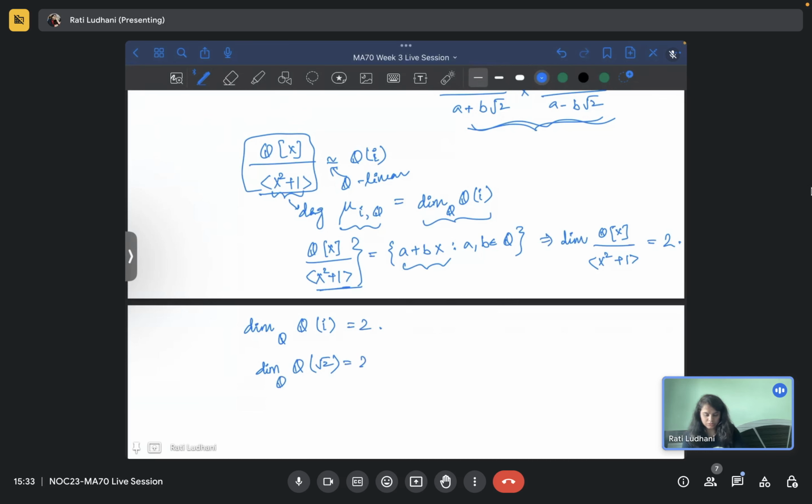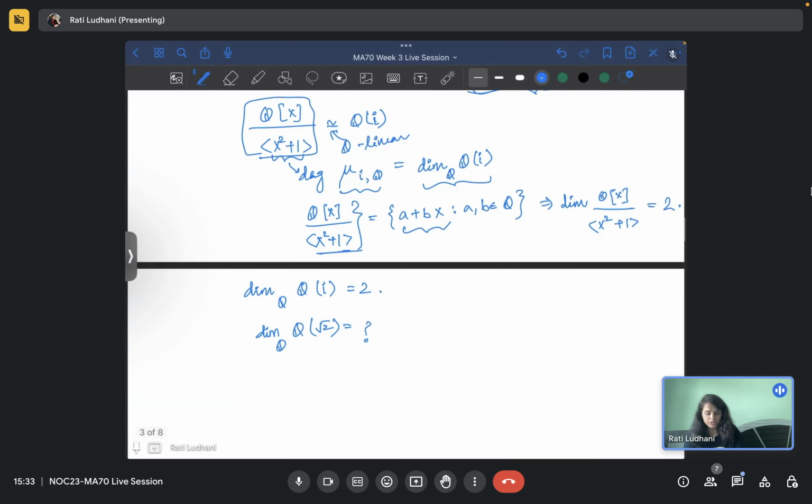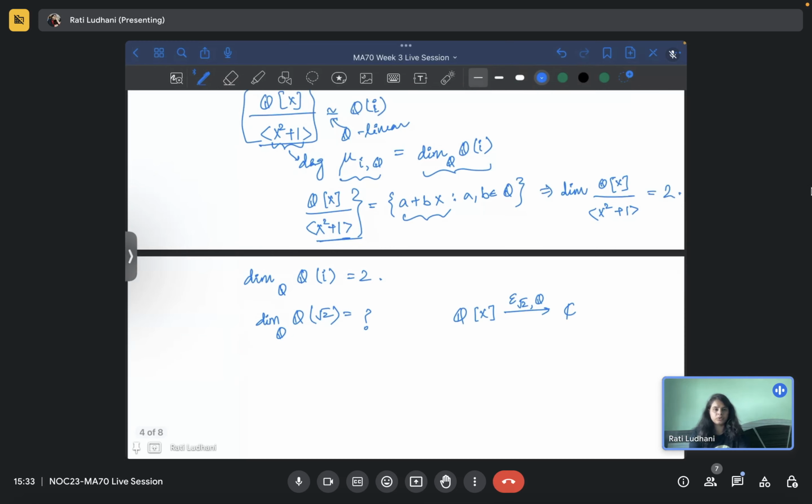So, sorry, that we need to figure out, but yeah, we need to prove that this is 2. So again, can we do something of this kind, like as we did for i? We can again try to use the isomorphism, use this map root 2 comma Q, which maps it to Q. Okay, I'll again take C or R, anything is fine because we are really concerned about the image.